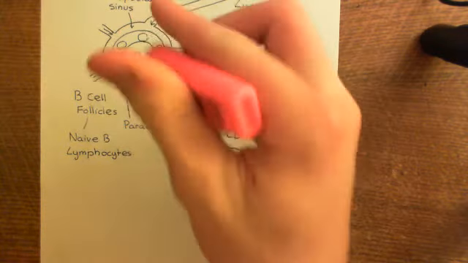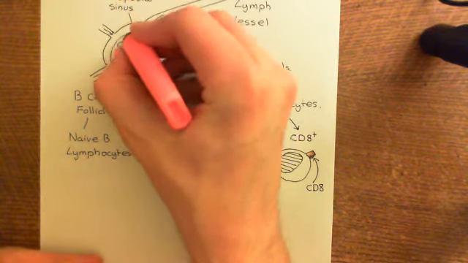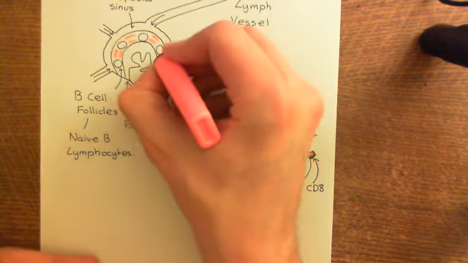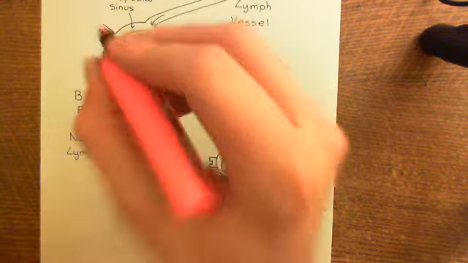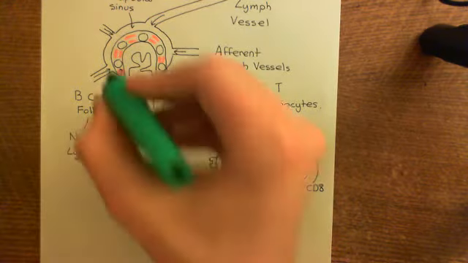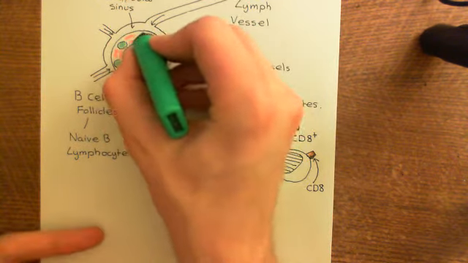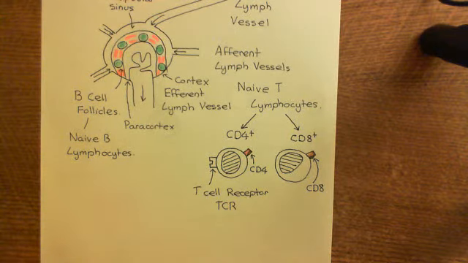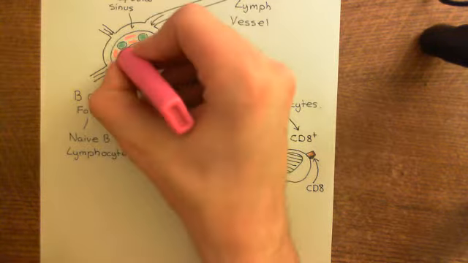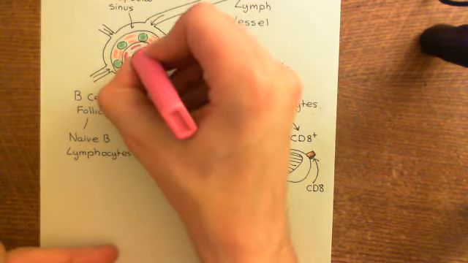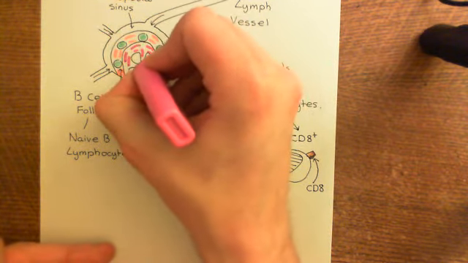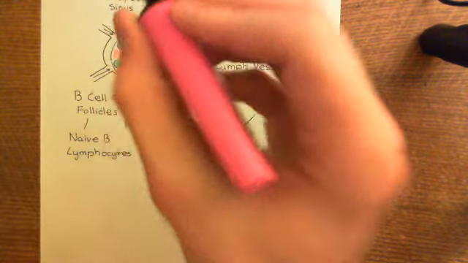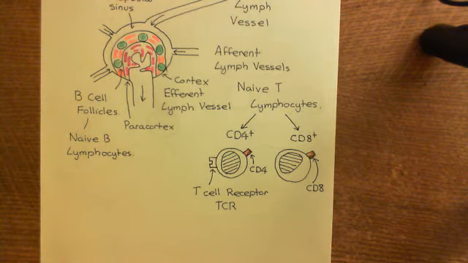So, in red here, this is the cortex where the T lymphocytes are. Then we have these B cell follicles, which I'll colour in green, so I'll give them a little hint of green there. Then we have the paracortex, which again I'll colour in a different colour, pink here. This again consists of T lymphocytes, so it's absolutely full of naive T lymphocytes of both the CD4 type and the CD8 type.